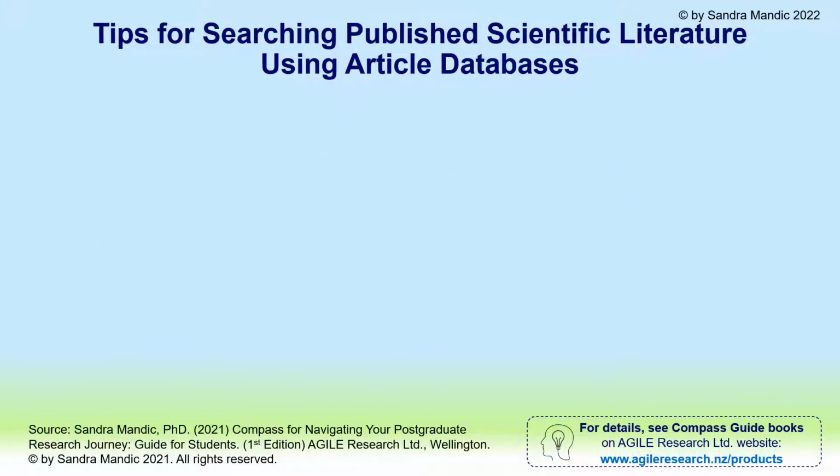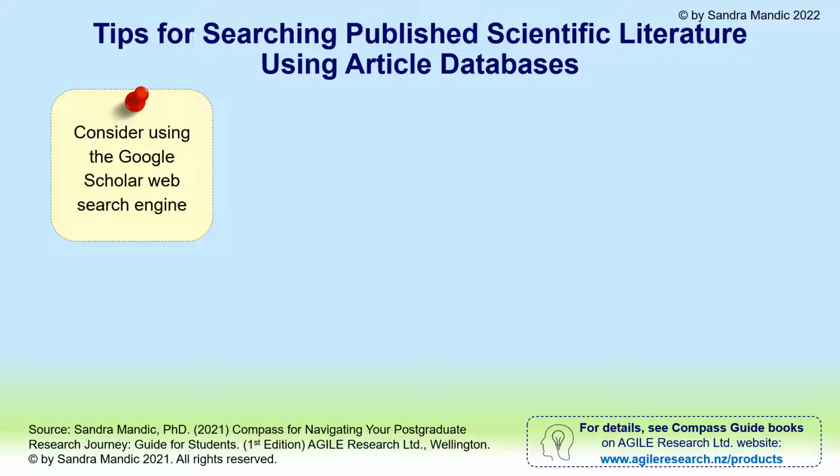Here are some tips for searching scientific literature using article databases. Most scientific disciplines have their own discipline-specific databases. Such databases are linked to search engines, which access references, abstracts, and full text of published scientific articles. Experienced researchers use scientific article databases that are specific to their discipline. Google Scholar is a freely accessible web search engine which can be used to identify scholarly scientific literature from a wide range of disciplines. If you're working outside of academia or you're new to research, consider searching the literature using Google Scholar.